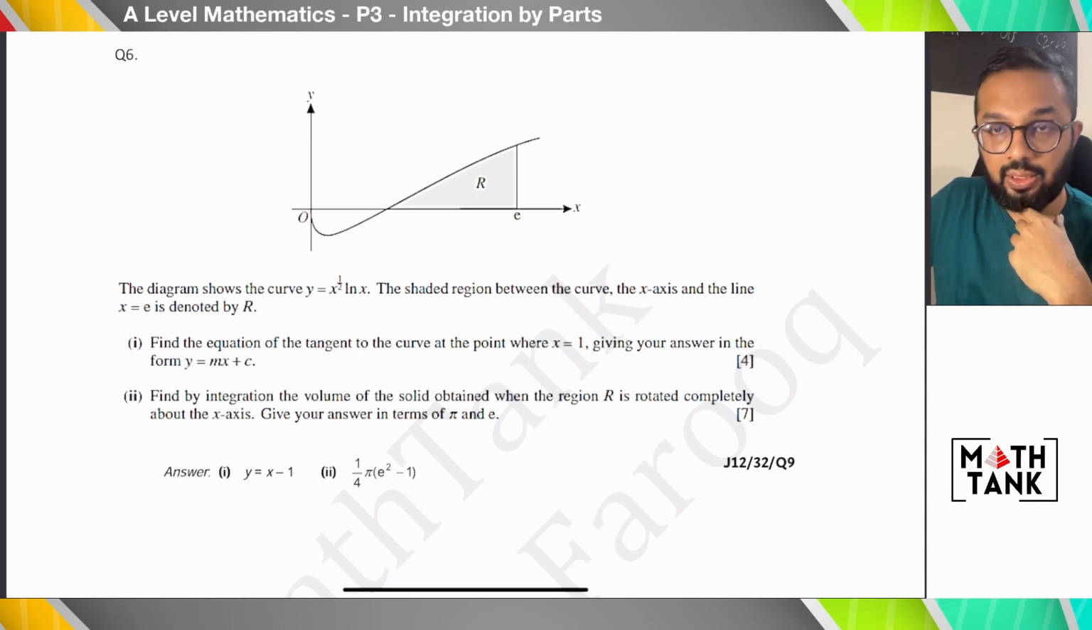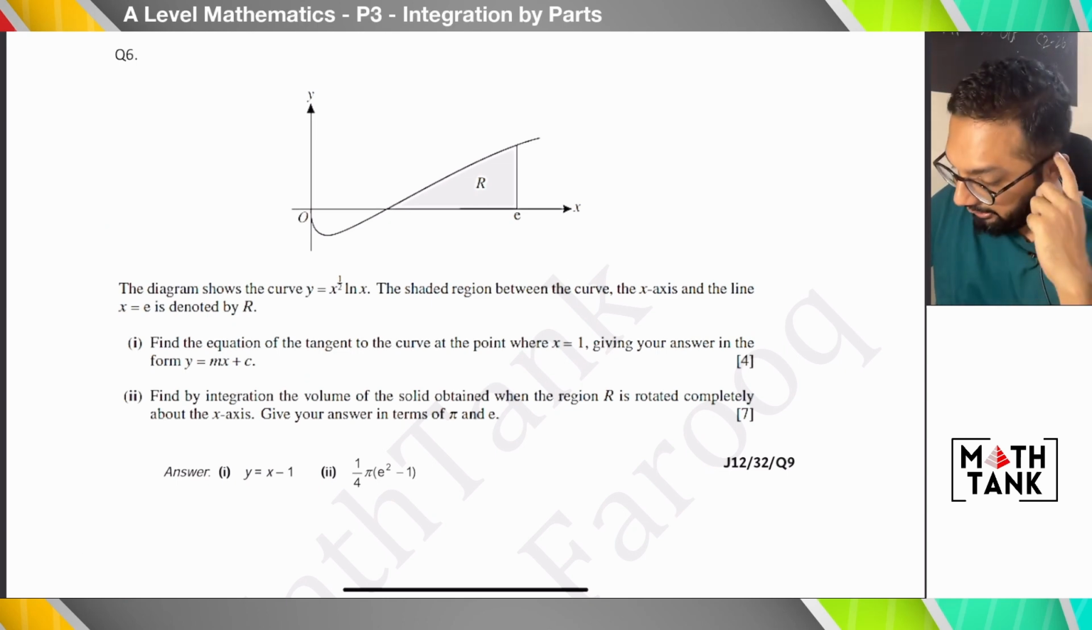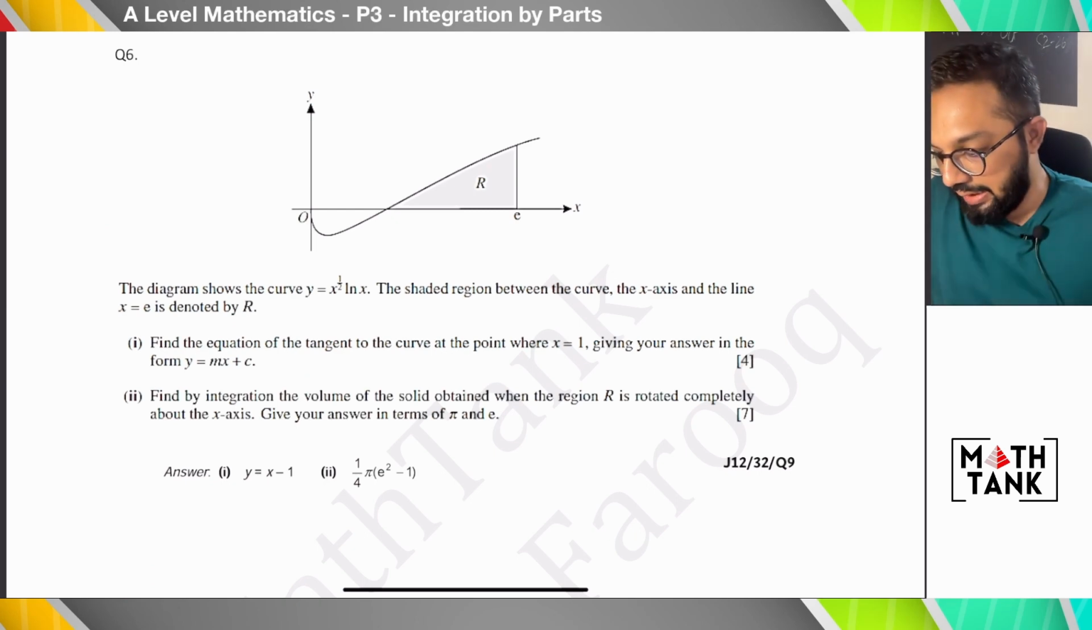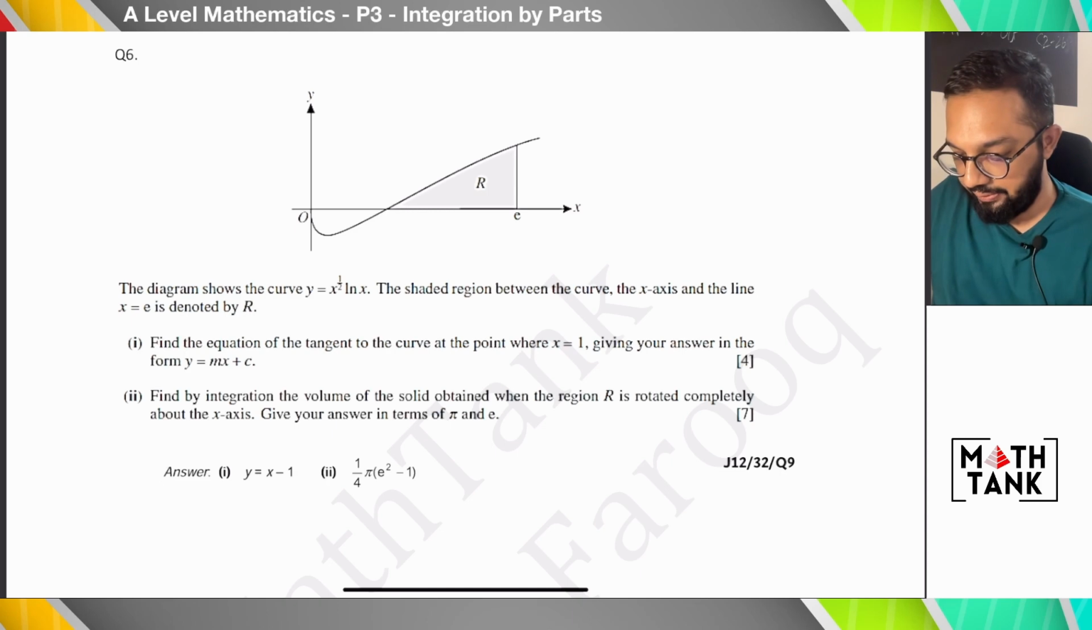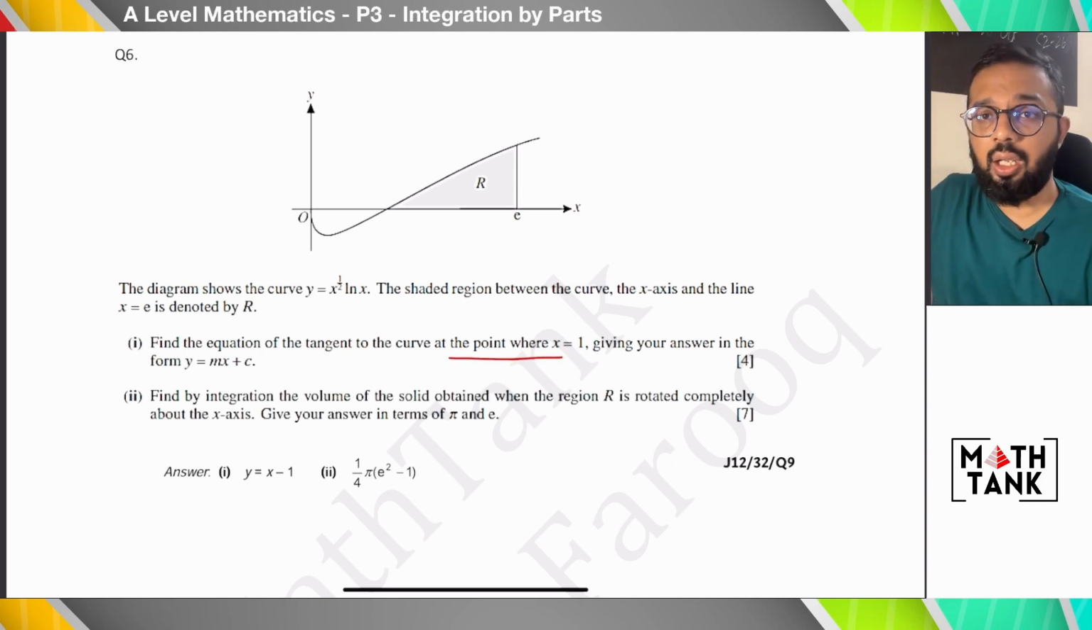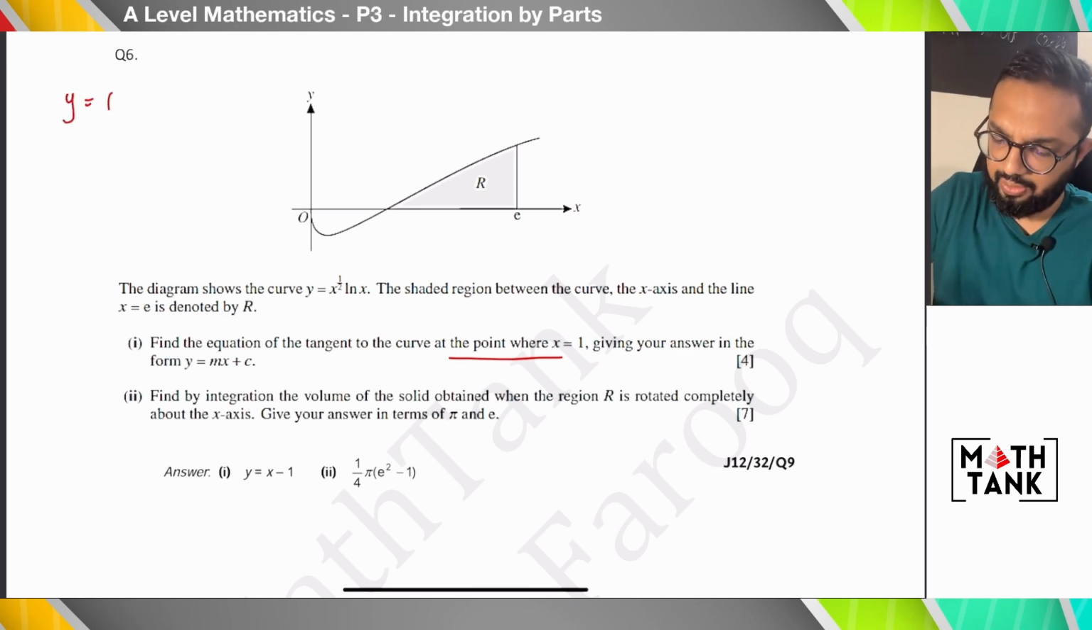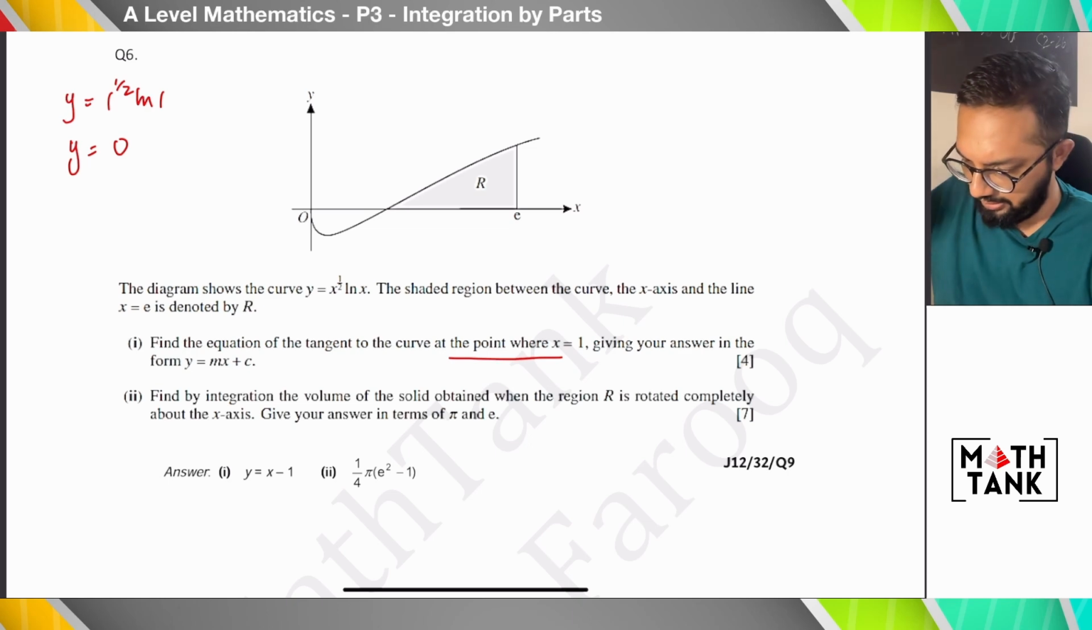The next question, question 6, tells you the diagram shows a curve x power half ln x, the shaded region between the curve, the x-axis, and the line x equals e is denoted by R. Find the equation of the tangent to the curve at the point where x equals 1. So I know that I'm going to need the y coordinate. I'm just going to quickly do that. 1 power half ln 1. So that gives me 0. ln 1 is 0. So y coordinate is 0.